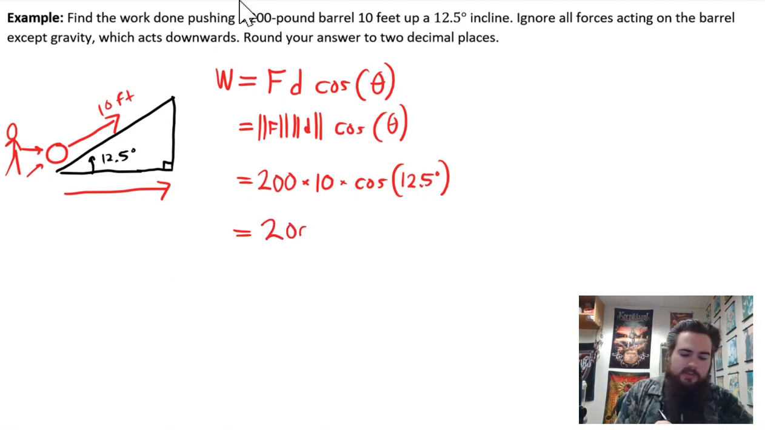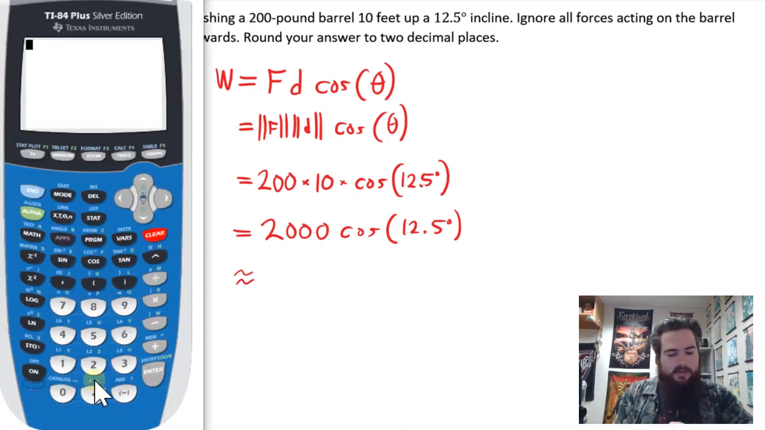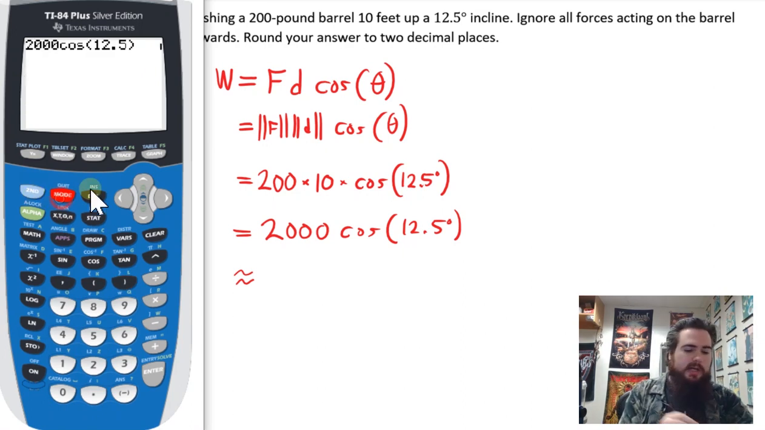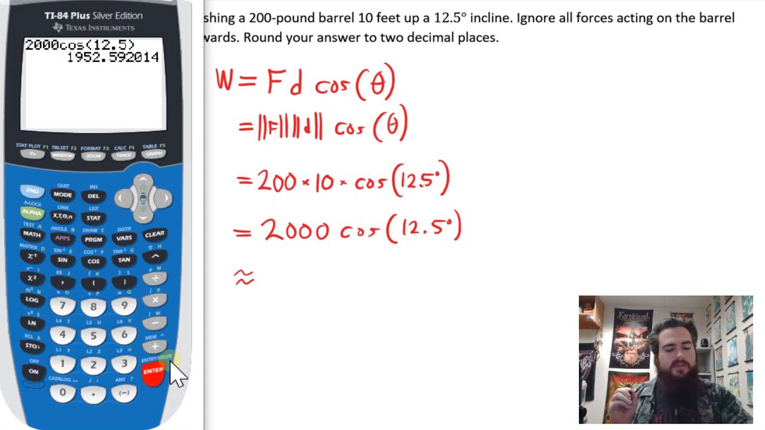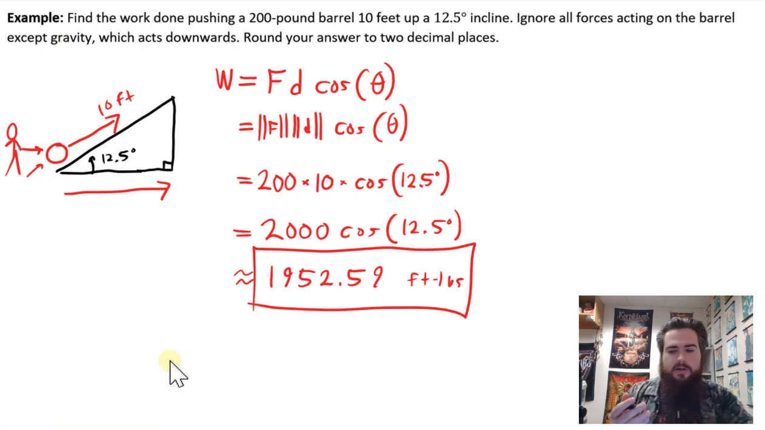So this is really just 2,000 times cosine of 12.5 degrees, which is still going to be a hefty amount of foot-pounds, but it is going to be less than 2,000. If we approximate this using a calculator, we will get 2,000 times cosine of 12.5 degrees. Do make sure you're in degree mode, since we are plugging in a degree measure into cosine here. And we get 1,952.59 to 2 decimal places. That would be my amount of work in foot-pounds.